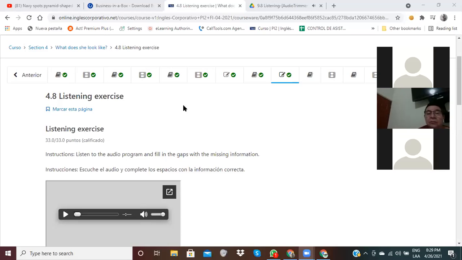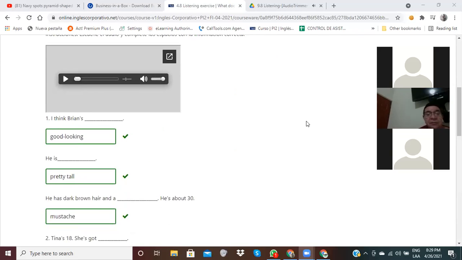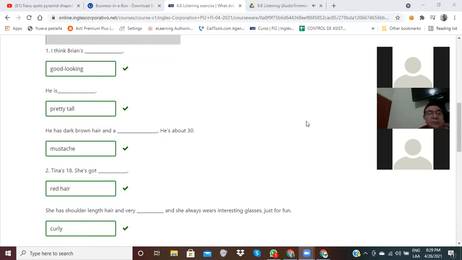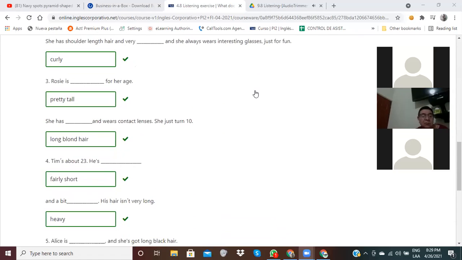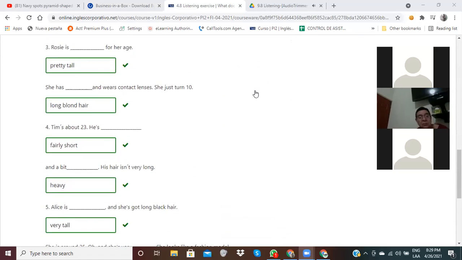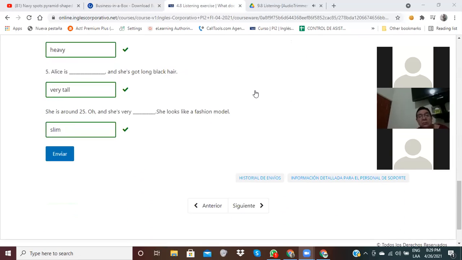Shoulder length and very curly. And she always wears interesting glasses. 3. Rosie is pretty tall for her age. She has long blonde hair and wears contact lenses. She just turned 10. 4. Tim's about 23. He's fairly short and a bit heavy. His hair isn't very long. 5. Alice is very tall, and she's got long black hair. She's around 25. Oh, and she's very slim. She looks like a fashion model.